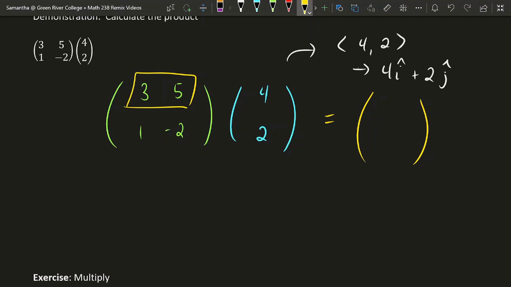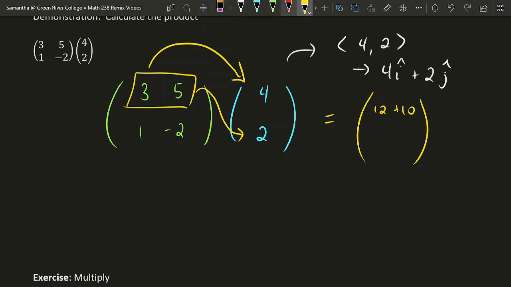I'm going to take that top row and multiply the first entry in the top row with the first entry in the vector. And I'm going to multiply the second entry in the row with the second entry in the vector. So 3 gets multiplied by 4, 5 gets multiplied by 2, and then I'm going to add those two numbers together. 3 times 4 being 12, 2 times 5 being 10, add those two numbers together, and you get the top entry in the answer of this calculation.